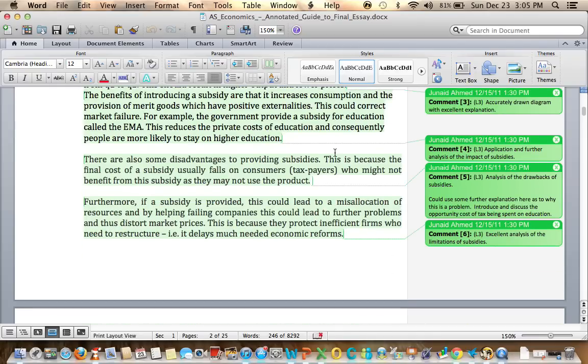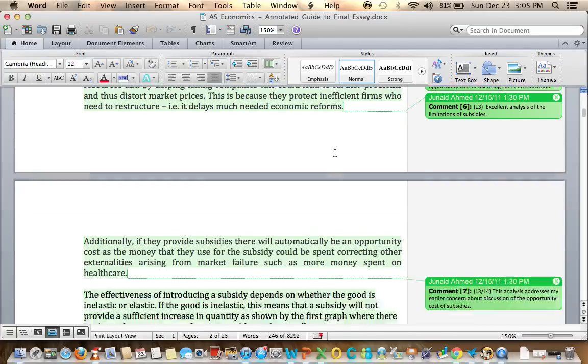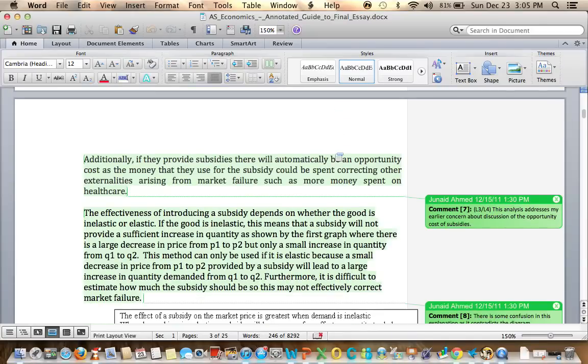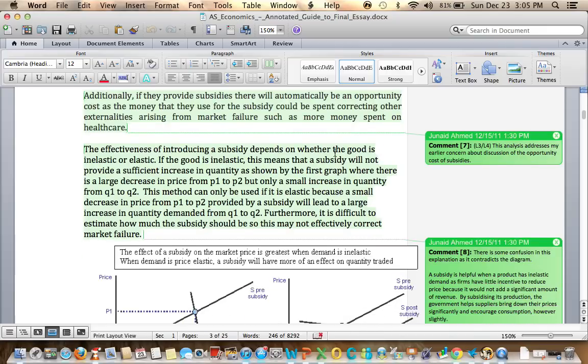I mean, it looks like it could use a little bit more meat to it, but I was happy to give this the analysis marks that were required to move up towards the L4 mark band. The effectiveness of introducing a subsidy.